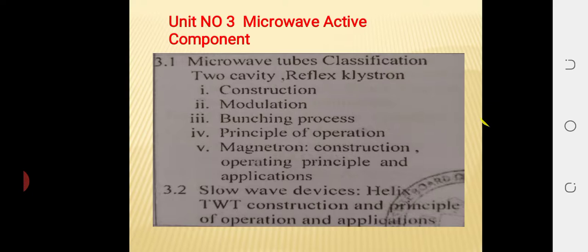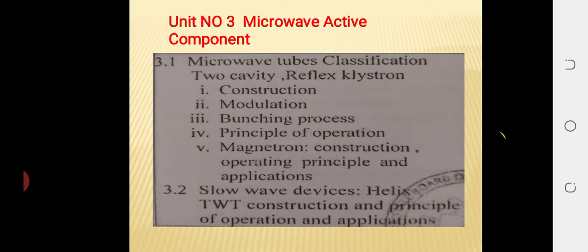That is two cavity klystron, reflex klystron tubes, their construction, modulation, bunching process, working principle, as well as the magnetron construction, operating principle, as well as their application. Again, there are also slow wave devices that transfer the frequency at a constant level. So which are those devices?